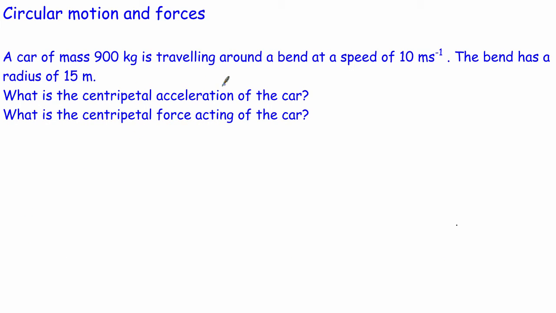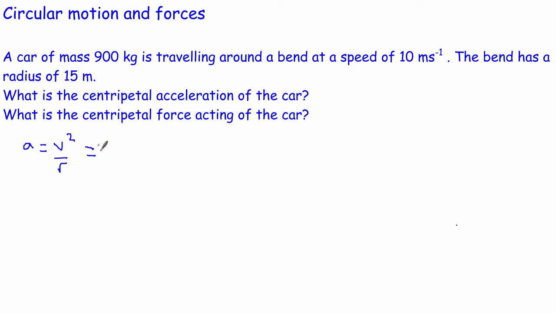I want to know the centripetal acceleration of a car. The car has a mass of 900 kilograms. It's traveling around a circular bend at a speed of 10 meters per second, and the bend's got a radius of 15 meters. So I want the centripetal acceleration. The only tricky bit now is to decide which acceleration equation I'm going to use. Because I've got the speed and the radius, I'm going to use that one there, because it's basically got the speed and the radius in it.